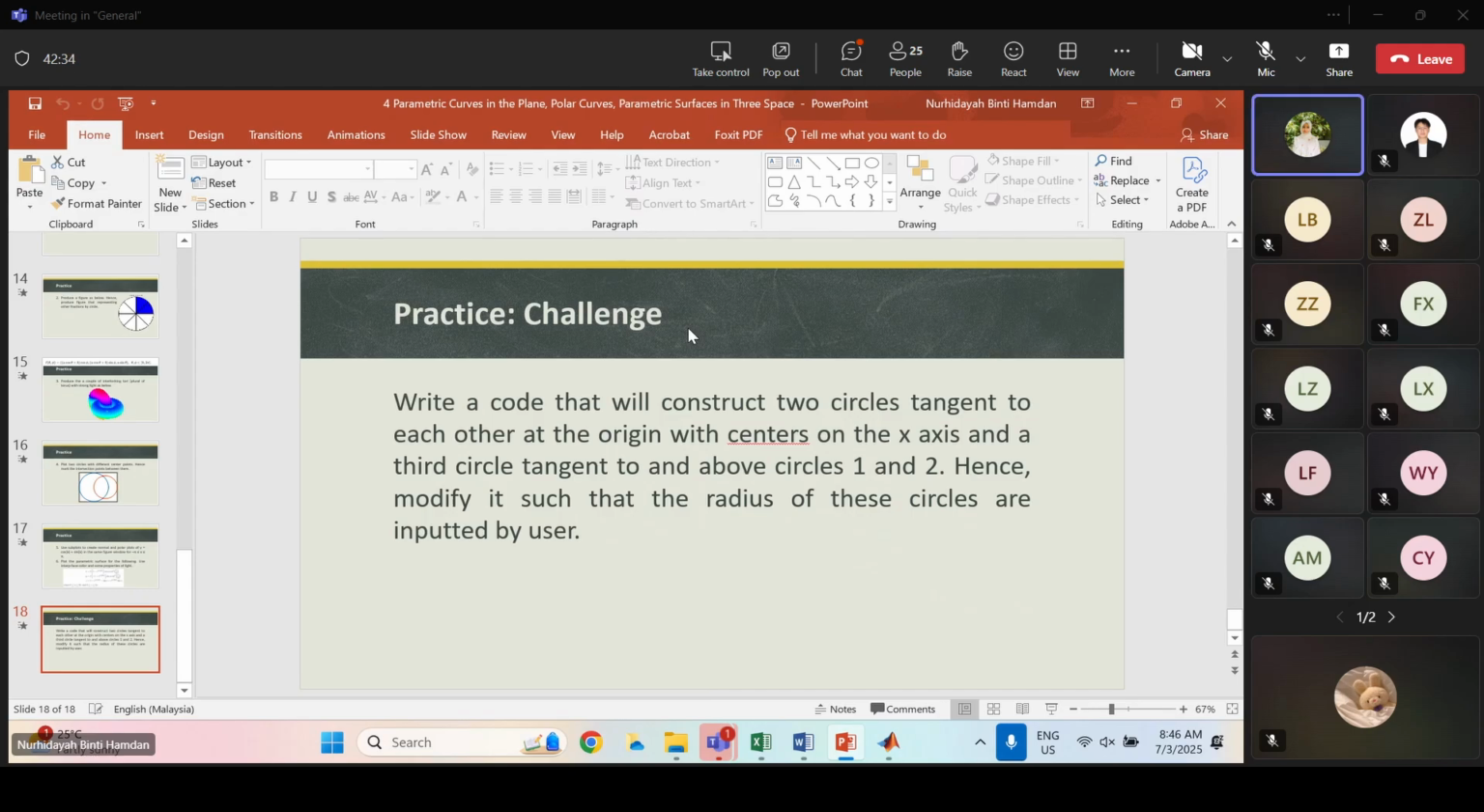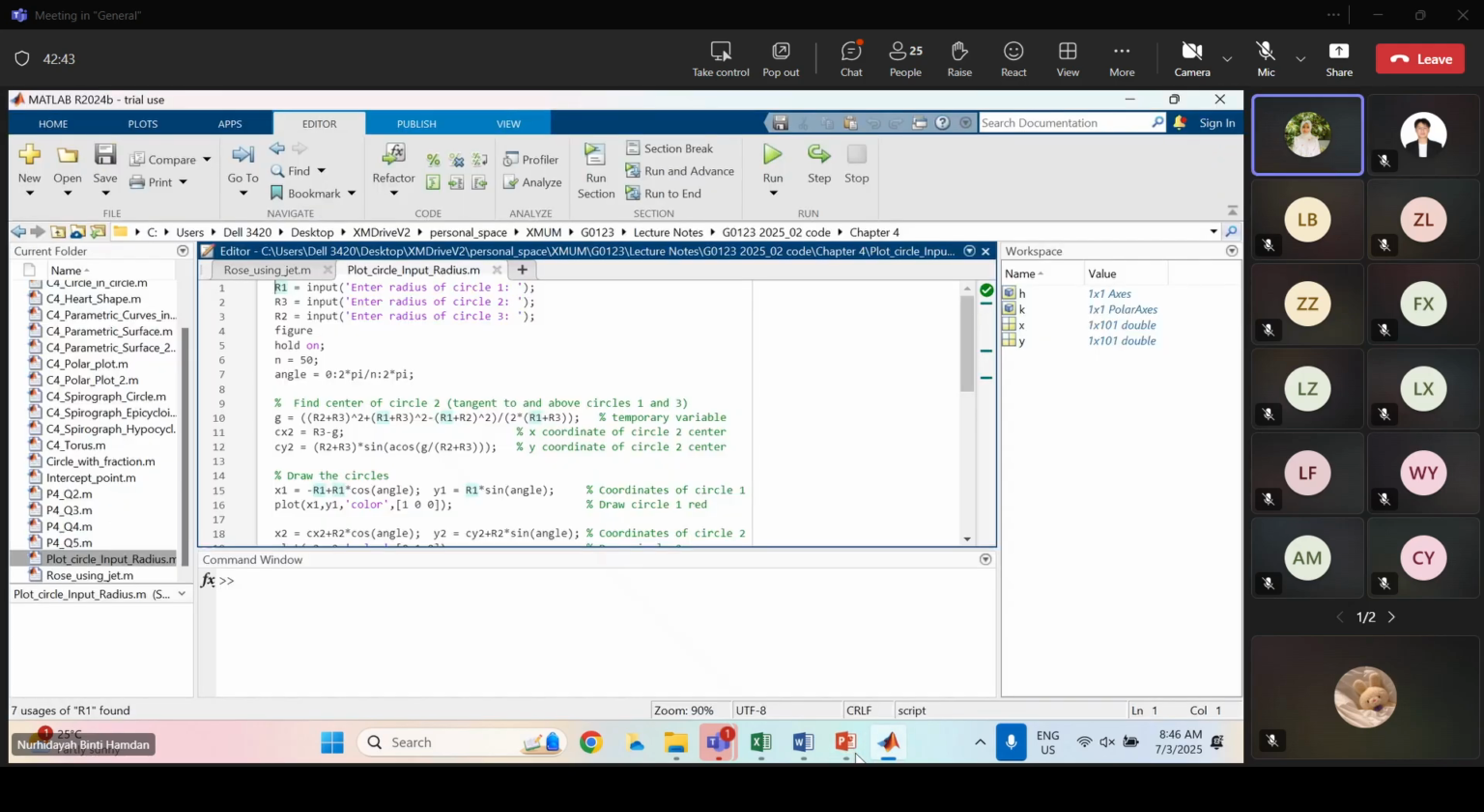So you can ask the user to state the first circle so that it can produce the second and third circle. This is the input for this. You can adjust the code later on, but this is an example that I did for the input of three circles. Enter radius circle 1, enter radius circle 2, enter radius circle 3. Then I open the figure window. I use hold on. I put n equal to 50.